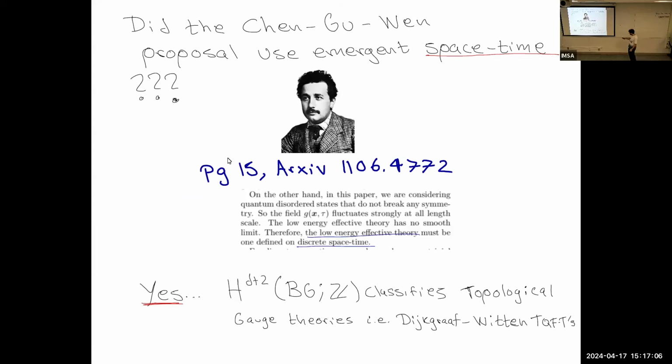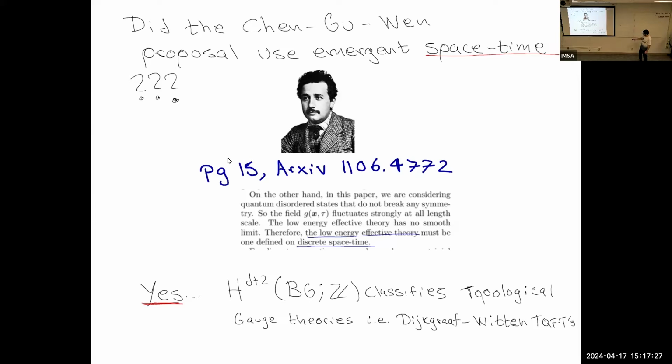Okay, so did Chen, Gu, and Wen, did their proposal have an emergent spacetime, right? Did you need Lorentzian symmetry to appear? And it turns out that they sort of don't discuss it very much, but they do, right? So you can find it, here's where you can find the citation.